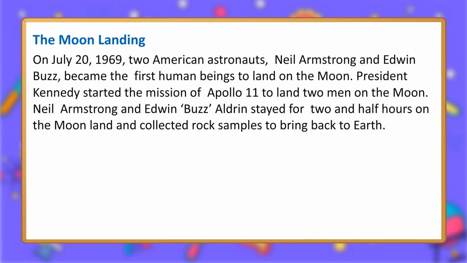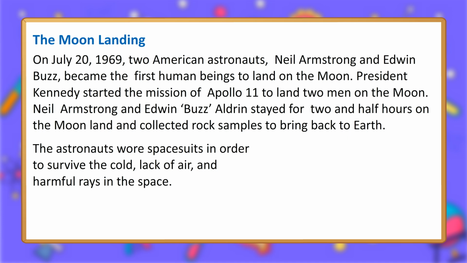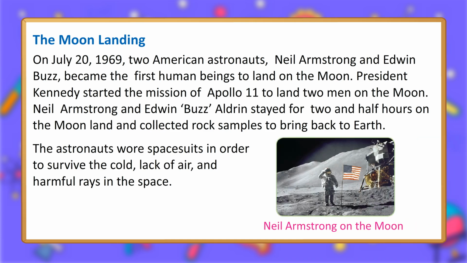On July 20, 1969, two American astronauts, Neil Armstrong and Edwin Buzz Aldrin, became the first human beings to land on the moon. President Kennedy started the mission of Apollo 11 to land two men on the moon. Neil Armstrong and Edwin Buzz Aldrin stayed for 2.5 hours on the moon and collected rock samples to bring back to Earth. The astronauts wore spacesuits in order to survive the cold, lack of air, and harmful rays in space.